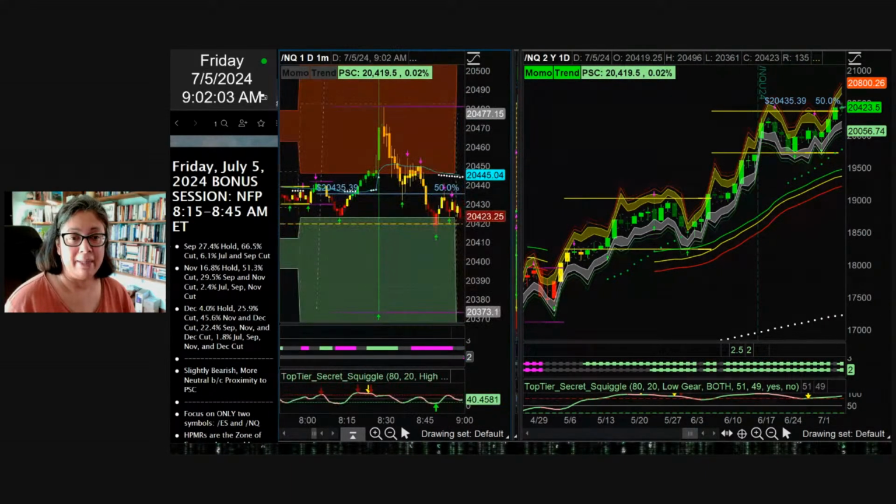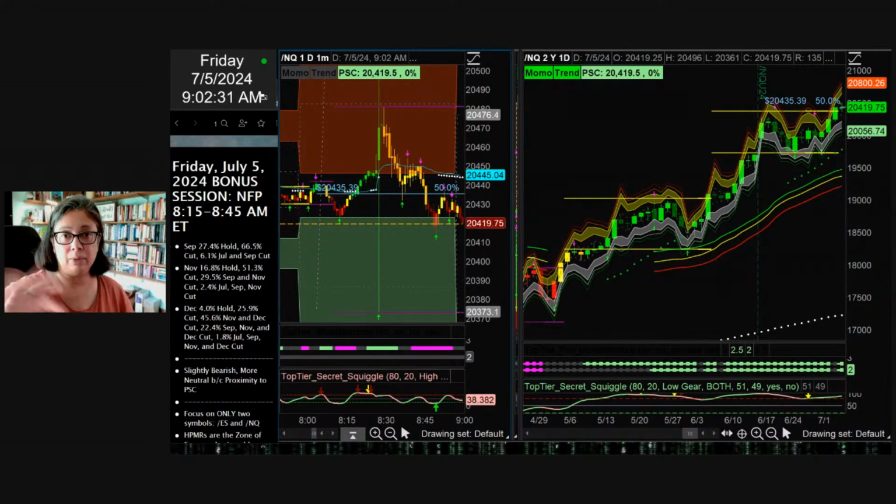By bracketing the orders before the NFP release, I park my limit orders to buy at the aggressive, moderate, and conservative zone, and I park my limit orders to sell again at the aggressive, moderate, and conservative zone. Whichever gets hit, that's the entry. The other one becomes a second target. And the Nasdaq basically hit both those levels. So in, out, done, win.